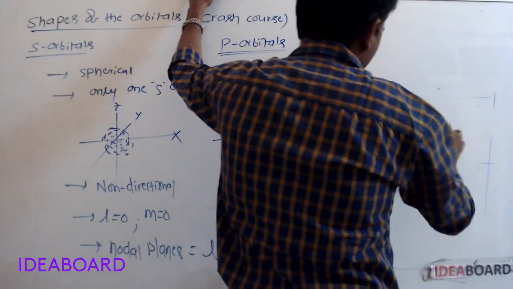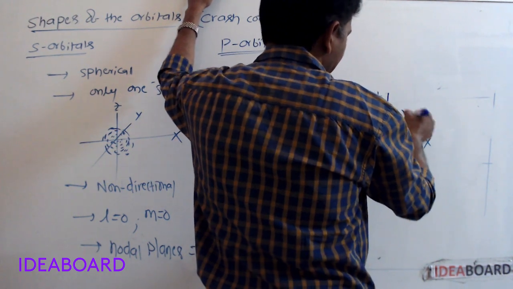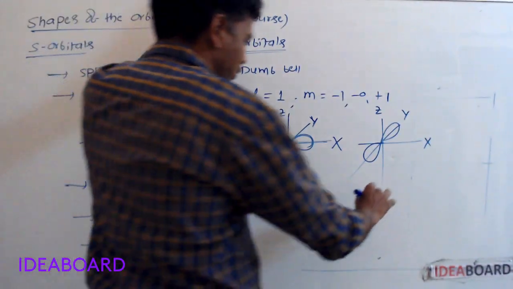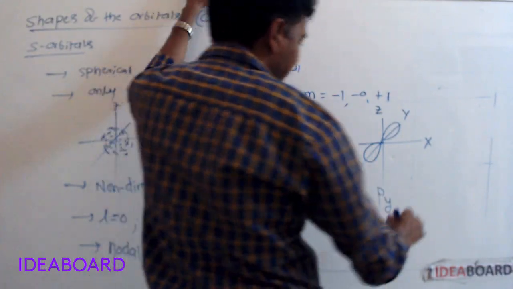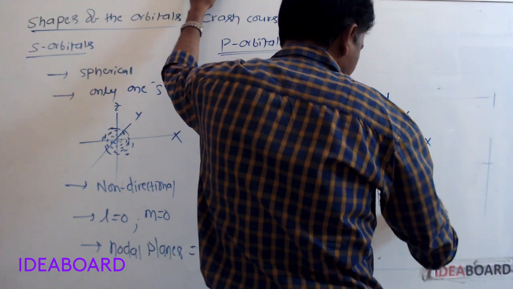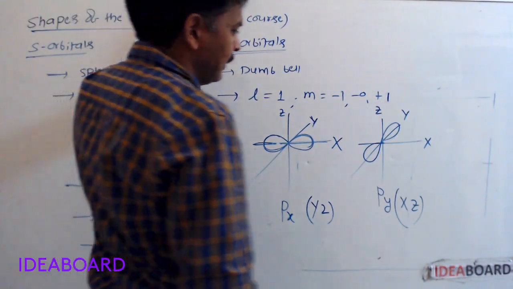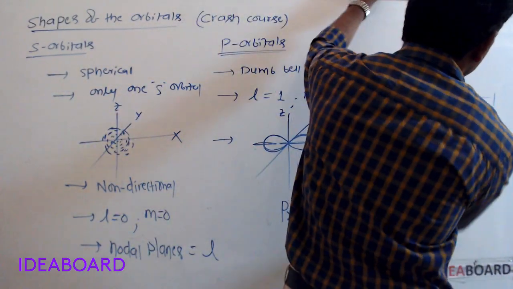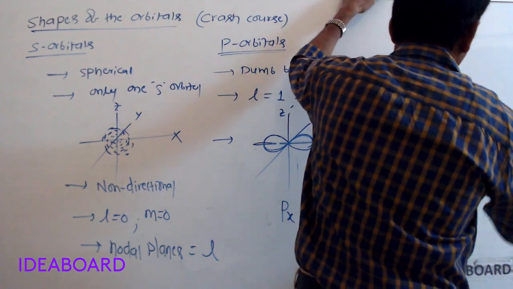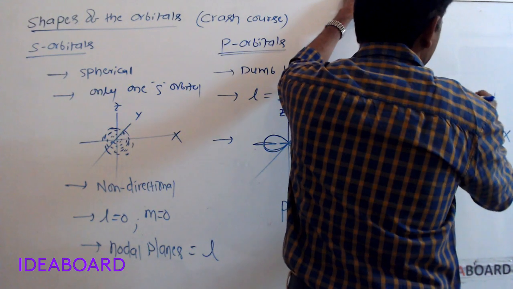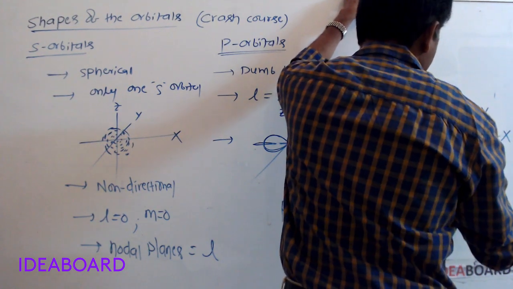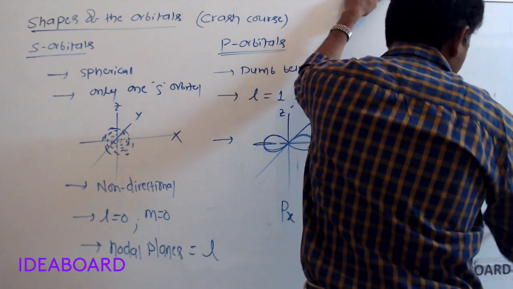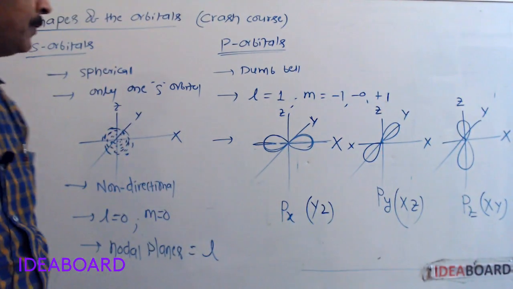For py, lobes are oriented along the y-axis. This should be py orbital. For py, xz is nodal plane. For pz, along the x-axis, y-axis, z-axis, this is pz. For pz orbital, xy is nodal plane.